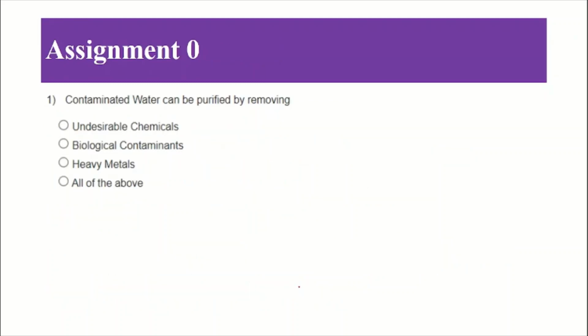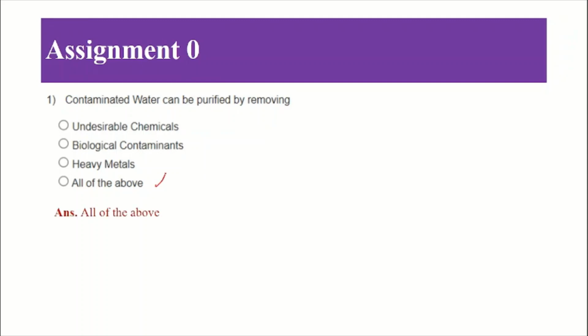Next, we will discuss assignment 0. The first question was: contaminated water can be purified by removing what? We don't want any of these components in the water that we consume. We don't want undesirable chemicals, we do not want biological contaminants, and we don't want heavy metals. So all of the above is the correct answer here.